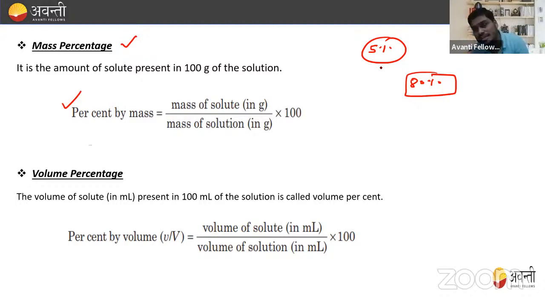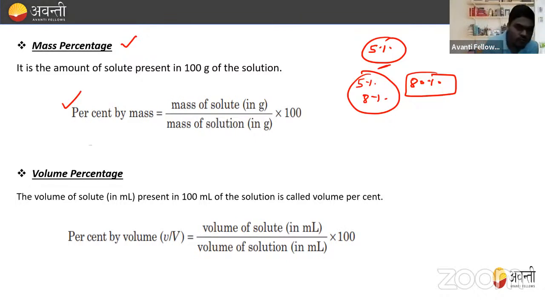क्योंकि बहुत सारे ऐसे क्वेश्चन आएंगे आपके कॉलिगेटिव प्रॉपर्टीज में जहां पे सीधा गिवन होगा दैट इज 5%, 8% बाय मास. So you have to identify this term. 5% means what? 5%, 5 gram. That is a 5 gram of solute present in the 100 gram of the solution. So the solution is 100 gram, solute is 5 gram. So solvent becomes 95 gram. Okay, so this thing you must remember.